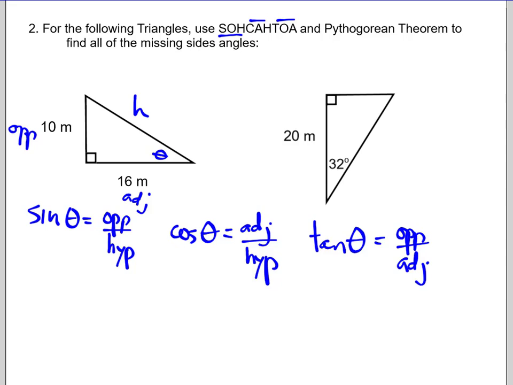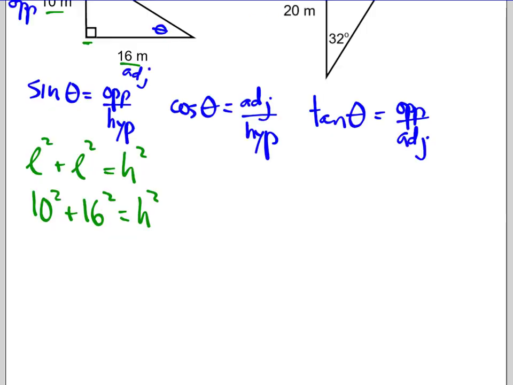We could do a quick Pythagorean theorem. So we would have leg squared plus leg squared. This is the way I write this. It's going to seem a little strange at first. But the legs are these two pieces. They're attached to the 90 degrees. I don't fall in love with the a squared plus b squared equals c squared thing because too many people can mix it up. So I would have 10 squared plus 16 squared equals h squared.